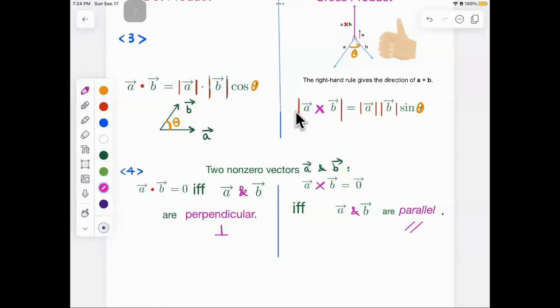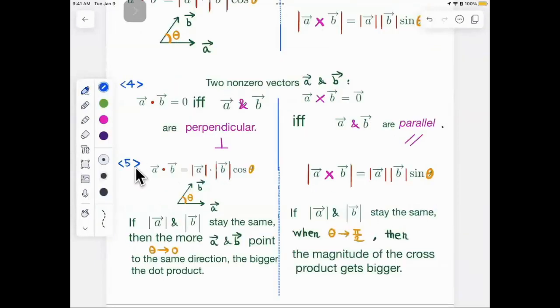Vice versa, if A cross B is equal to the 0 vector, where A and B are non-zero, then these two magnitudes will not be 0. The only possibility to get 0 is sine theta equals 0. When sine theta equals 0, theta goes from 0 to pi, so theta has to be equal to either 0 or pi. When theta equals 0, the two vectors will point in the same direction and they're parallel. When theta equals pi, the two vectors will point in the opposite direction, and A and B are still parallel.